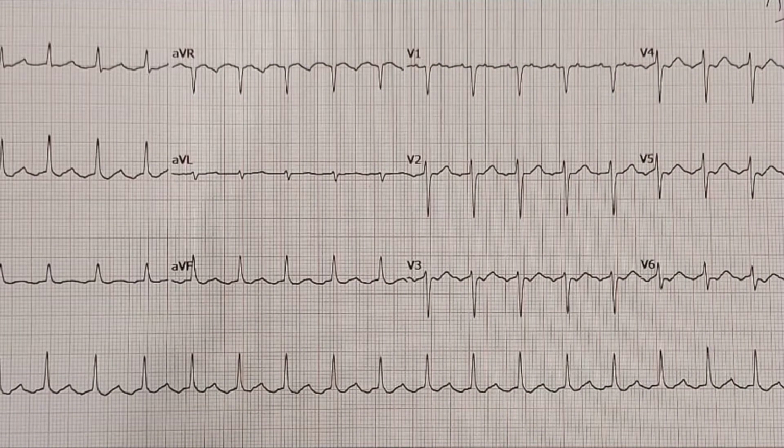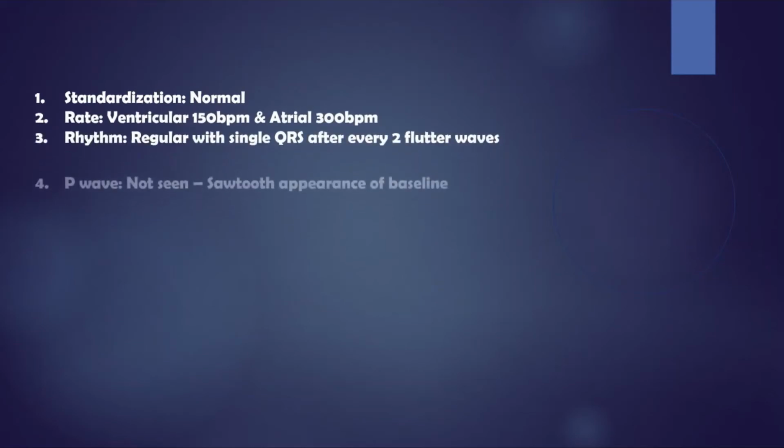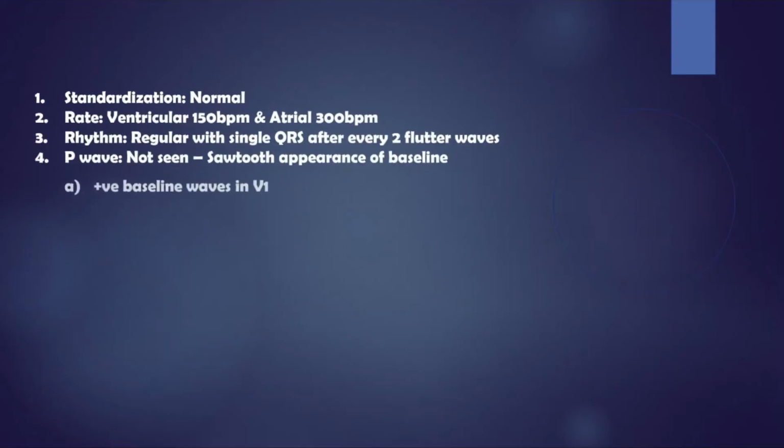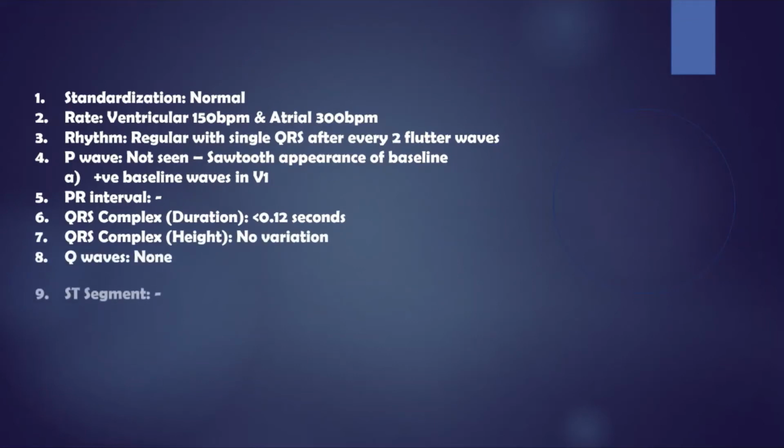This is a 57-year-old man with palpitations. So normal standardization with a ventricular rate bang on 150 beats and an atrial rate of 300 beats per minute. You could have seen a sawtooth appearance of the baseline, which is very typical for flutter. So I assume we know what the diagnosis is already.